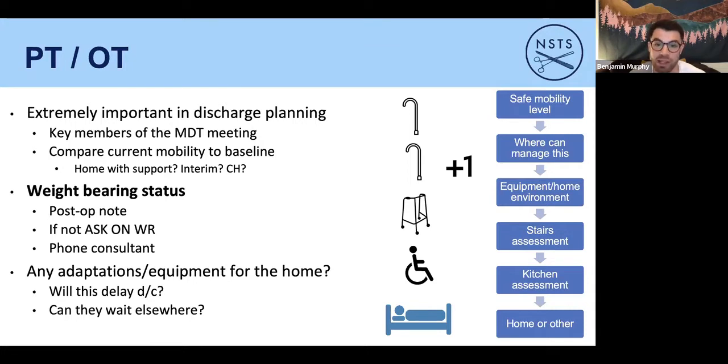If it's not documented, and you're really busy and a physio asks you, you can apologize and just say, it's not been documented anywhere, but could you please phone the consultant because I'm busy? They're well able to phone consultants. And then occupational therapists obviously work in conjunction with them as to any adaptations or equipment for the home, whether it will delay discharge and can they wait somewhere else. And they'll do things like kitchen assessment and things like that.